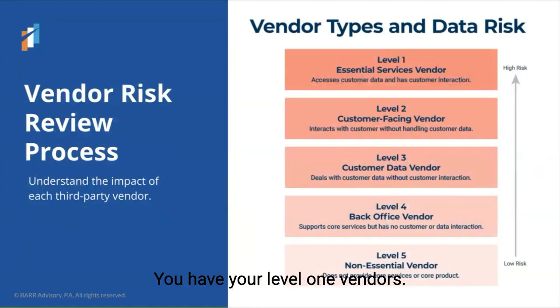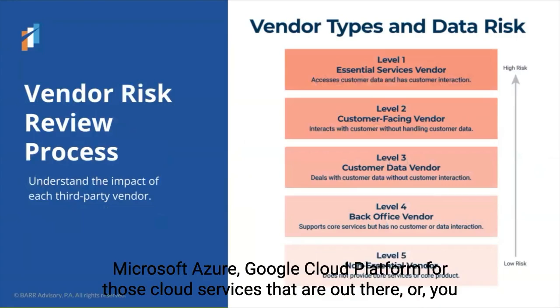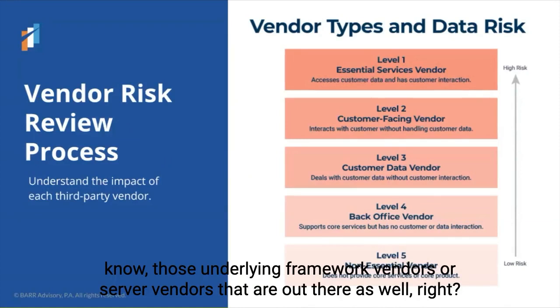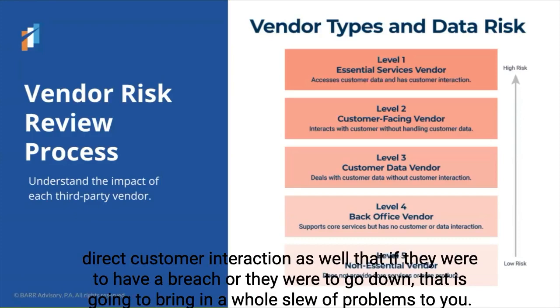You have your level one vendors. These are your essential services vendors, such as your AWS, if you're a fully cloud-based shop, right? Microsoft Azure, Google Cloud Platform for those cloud services that are out there, or those underlying framework or server vendors as well, right? Really think about it as your key systems, software, and data that is either being shipped over to that vendor or that vendor has direct customer interaction as well. If they were to have a breach or they were to go down, that is going to bring in a whole slew of problems to you.